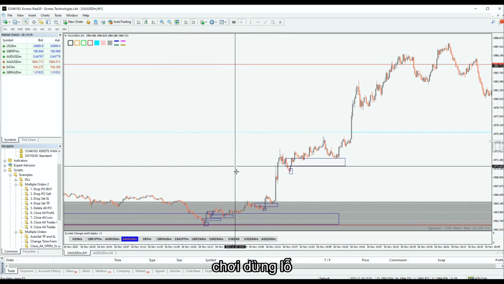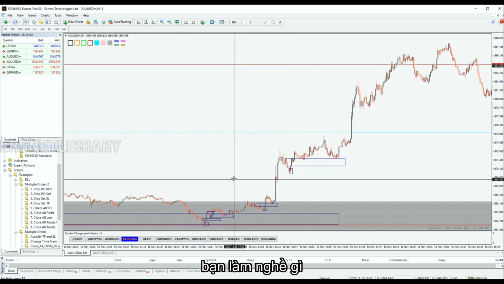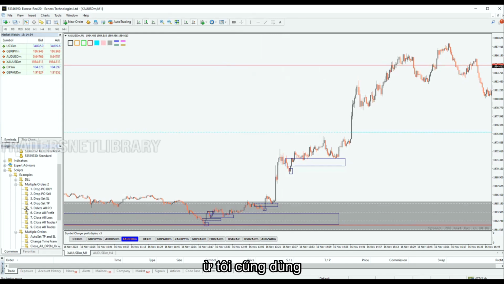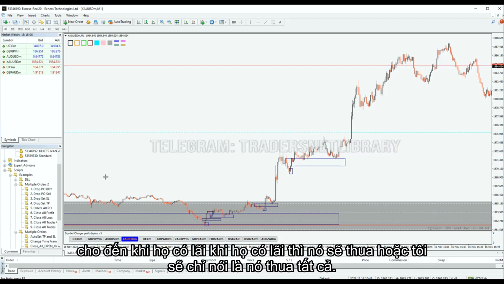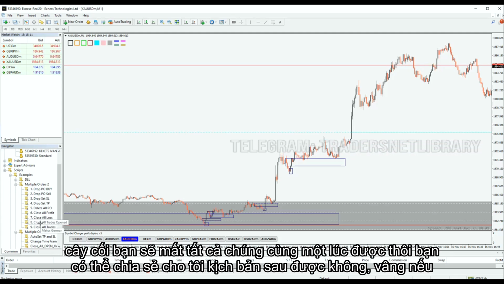Bro, do you place a stop loss or do you exit manually? What do you do? Well, I use this script here. Once I'm in profit, I can either say close all profits. It will close those in profit and leave those in loss until they are in profit. When they are in profit, it will close. Or I will just say close all open trades, and it will close them all at once.